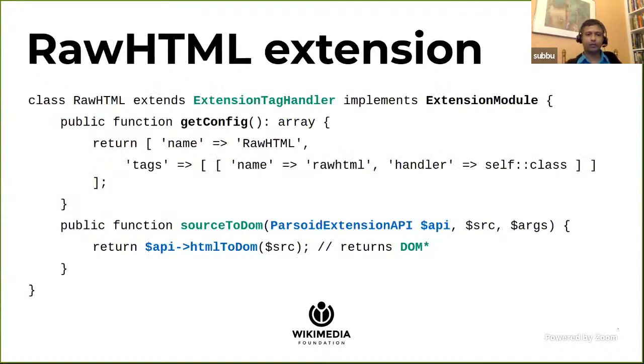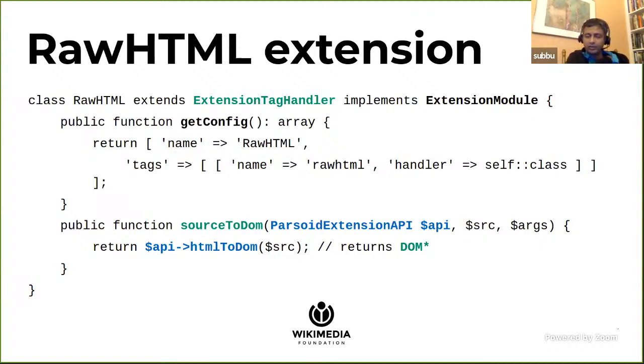So here is an example of the raw HTML extension. This slide is the entirety of the implementation. In this case, the extension provides the config inline, which is where it declares that it implements the extension module interface. So config returns an array where it declares a single tag, the raw HTML, and declares that the handler is the class itself. Given that it implements an extension tag handler, it extends the extension tag handler abstract class and provides a sourceToDom method. The signature we already talked about before, and the implementation is fairly straightforward.